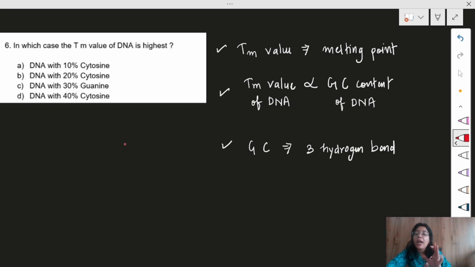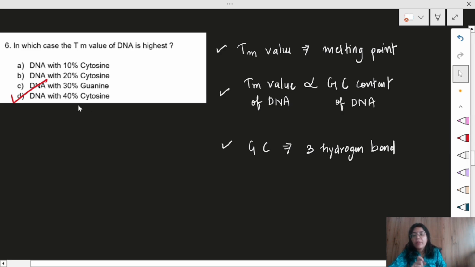So in all 4 options, which is the option where cytosine and guanine must be highest? You can see option number 4, right? If the DNA is having 40% cytosine, it will be having 40% guanine also, right? So it means 80% of the DNA has GC content. Very high temperature will be required for breaking the hydrogen bonds and making single-stranded DNA. That's why option D is the answer.